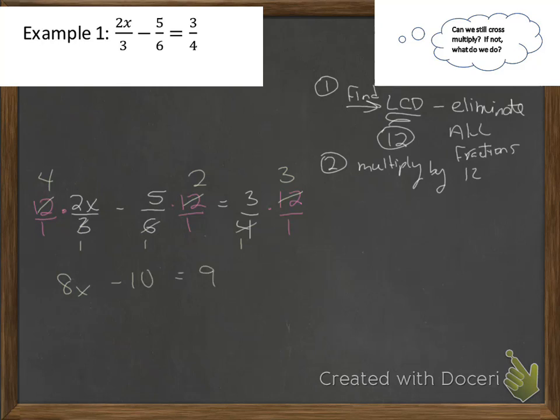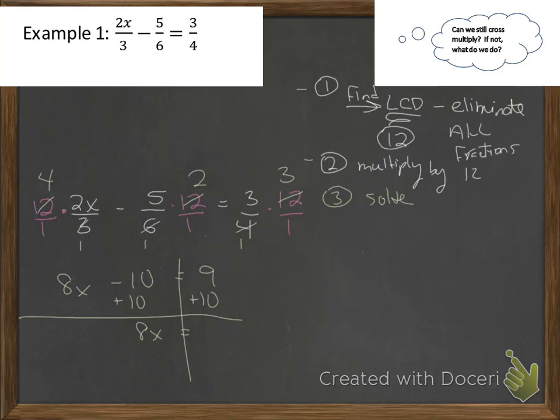So in just these two steps, by finding the LCD and multiplying by the LCD, I now just have a linear equation that's very simple to solve. So I can just solve my linear equation here. Just like back in Algebra 1 in a previous course, we just add 10 to both sides.